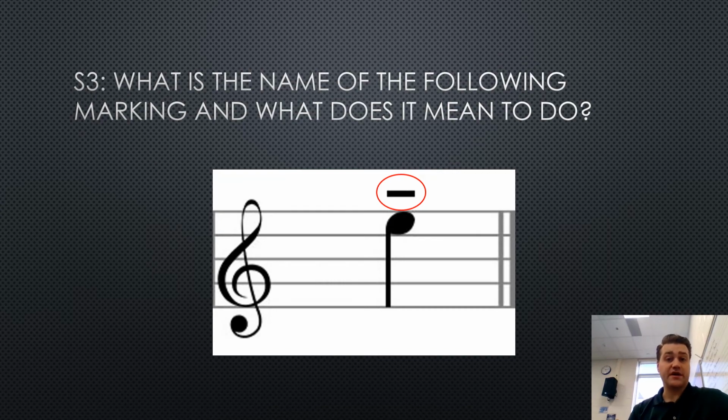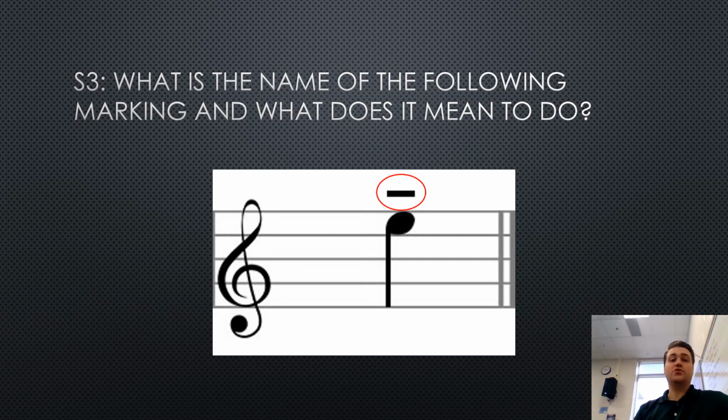The final question that I asked was in regards to the circled marking, what it is called and what it means. The marking is a tenuto, and it means to hold the note for its full length. If you wrote tenuto and hold the note, you are correct.